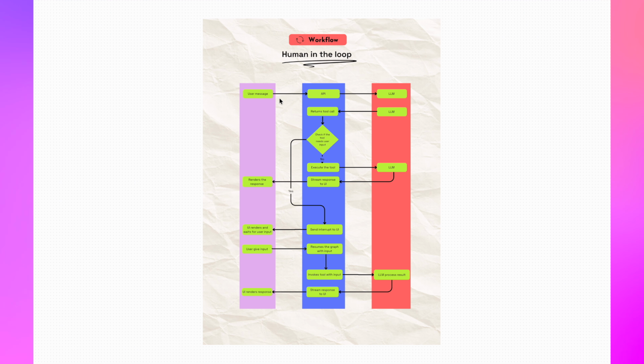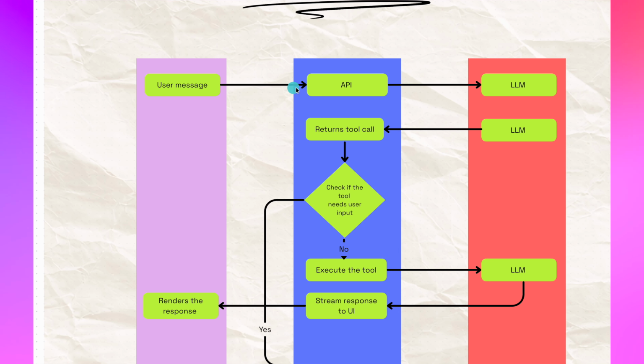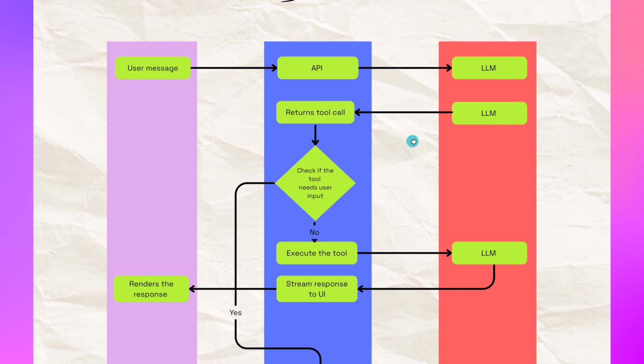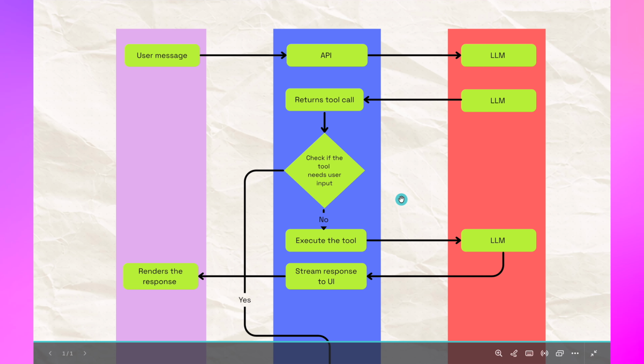Let's first walk through the architecture of what's happening behind the scenes. As shown in the workflow diagram, the system follows a structured loop between UI, API, and LLM. Here is how it works. When a user sends a message from the UI, it goes to the API. The API calls the LLM. Now the LLM decides: should it respond directly, or does it need to make a tool call? And here we come to two cases. Case 1 where no user input is required and case 2 where user input is required.